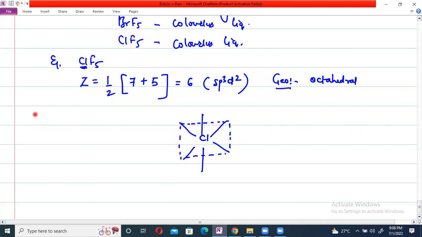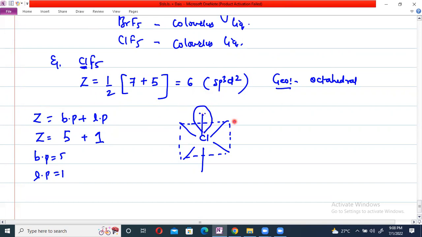Right. Now, in ClF5, Z is equal to number of bond pairs plus number of lone pairs. But how many surrounding atoms does it have? 5. So bond pair is 5. To make Z value 6, how many should I add here? 1. So bond pair is equal to 5. Lone pair is equal to 1. And the lone pair will occupy here. The remaining bond pairs will come here.